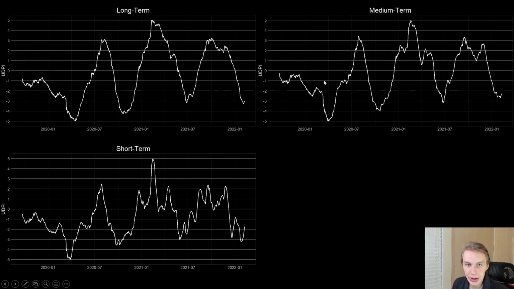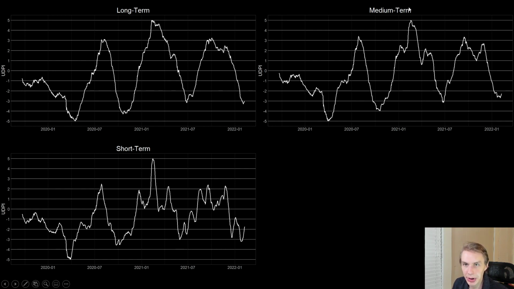So we can look at the other time frames of the UDPI. I was showing you the long term, which cares about more macro risk, so risk that plays out over months to years, so kind of broad macro market cycle type of price action that it cares about and follows.